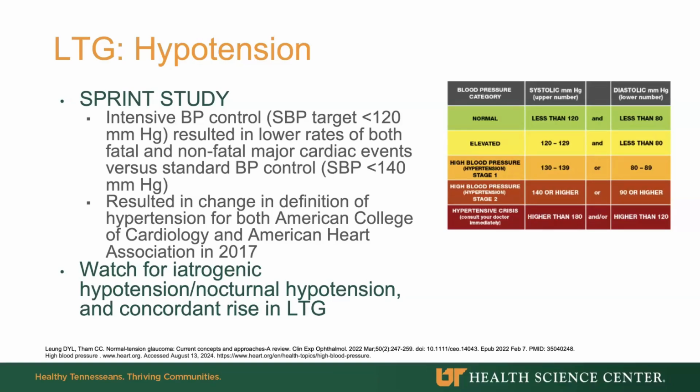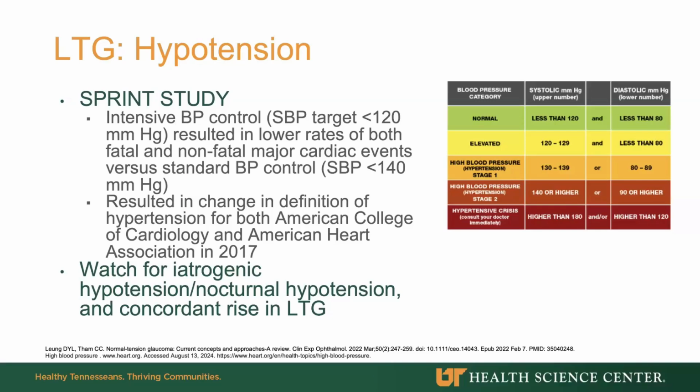This resulted in a big paradigm shift in the definition of hypertension here in the United States from both the American College of Cardiology and the American Heart Association. This occurred fairly recently, where now elevated blood pressure is defined as anything over 120 systolic and 80 diastolic. When I was a medical student 10 plus years ago, it was actually 140 over 90.